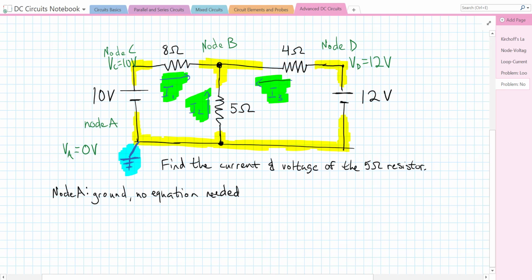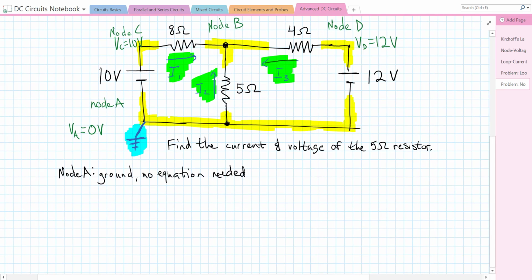So the other node that we are interested in is node B. Everything else we actually know. Node B is our only unknown here. So let's write out an equation for node B. And we're just going to use Kirchhoff's current law to sum up the currents here.